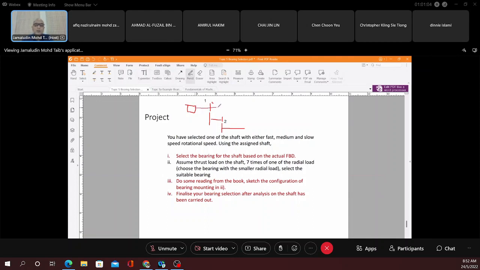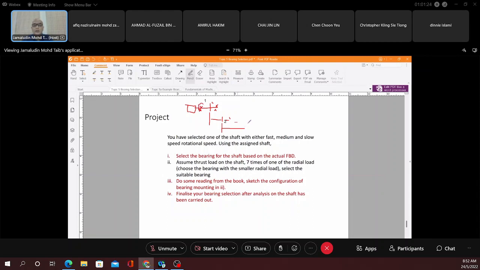The first shaft goes from the motor to the first pair, then the second pair, and the third pair. That means you have 3 shafts. Choose 1 shaft for each of you. For each shaft, you must have at least 2 bearings. For example, this is a bearing, and in this one maybe you choose a bearing here. This is overhanging, so be very careful here.